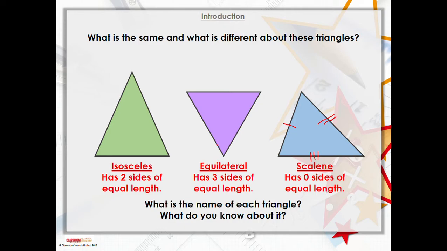The next triangle, the one in the middle, is called an equilateral triangle. And what that means is that each of the three sides of the triangle is equal in length and exactly the same.